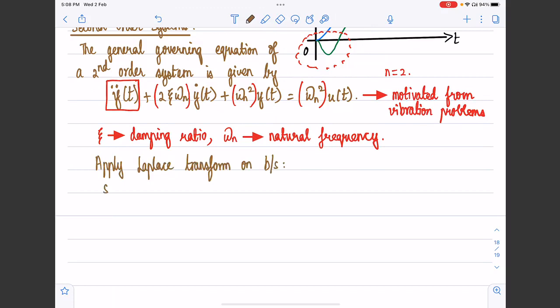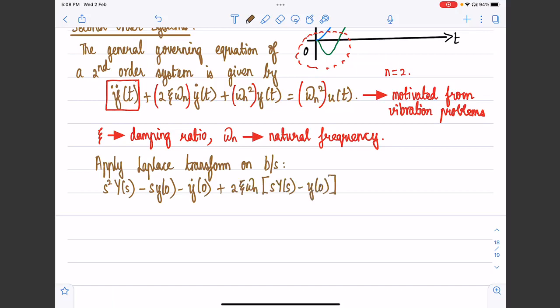So what do we get? We get s squared Y of s minus s y0 minus y dot 0. That's what will happen to the Laplace transform of y double dot plus 2 zeta omega n y dot. The Laplace of y dot will be s times Y of s minus y0, plus omega n squared Y of s. That's going to be equal to omega n squared U of s.